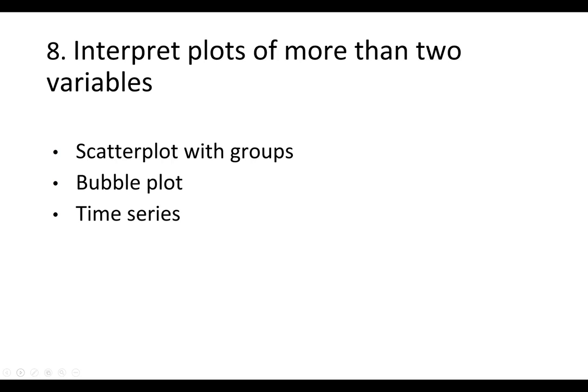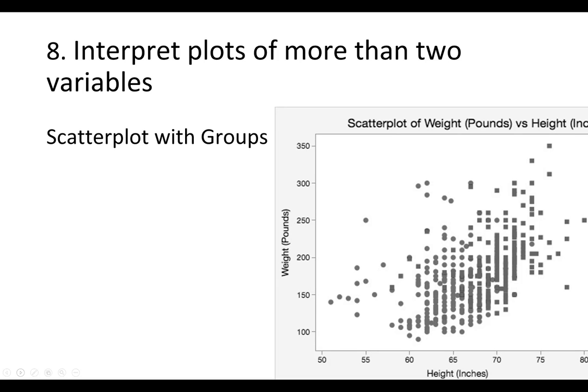Let's start with scatter plots with groups. We made a simple scatter plot earlier that had 2 quantitative variables displayed on the x-axis and y-axis. This is height and weight. Now we're adding a 3rd variable, and that will be a categorical variable. Here, the different markers signify females and males. The blue circles are females, and the red squares are males. This scatter plot has 2 quantitative variables, height and weight, and a 3rd variable, a categorical variable of biological sex.